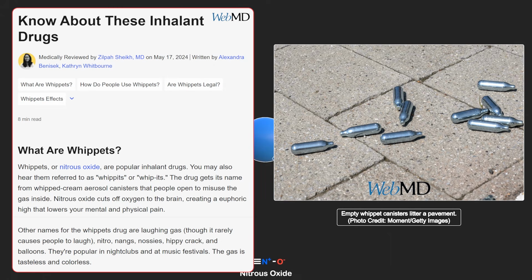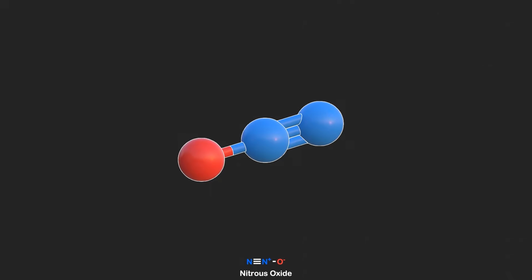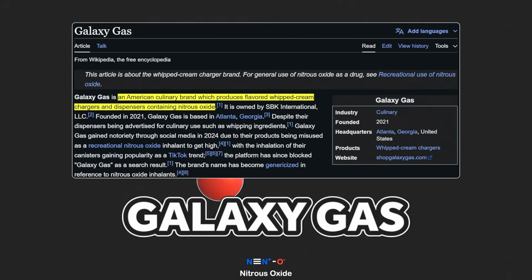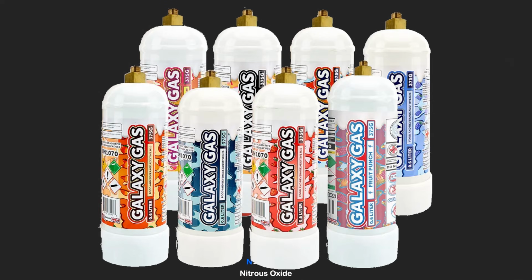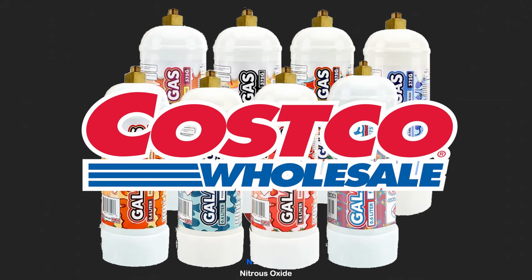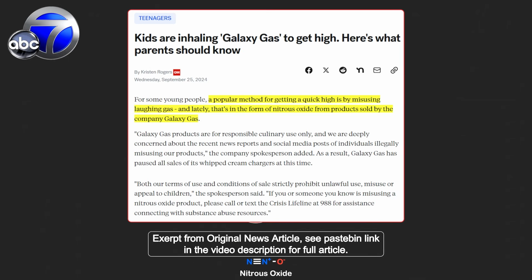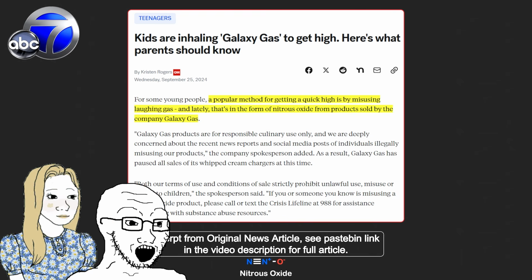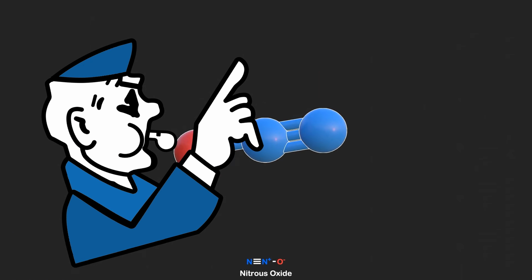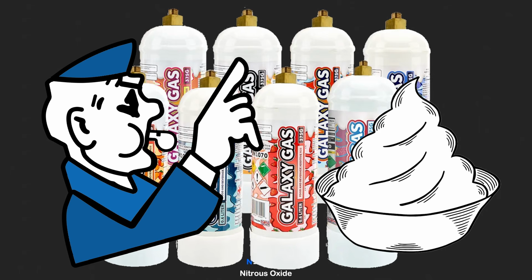These are referred to as whippets, coming from using whipped cream chargers that contain nitrous oxide. Recently, there's been a company called Galaxy Gas who's been selling these absolutely gigantic containers of flavored nitrous oxide that were even being sold at Costco at one point. Kids were taking these to school and sharing them with their friends, and it's an extremely reckless thing for parents to be doing.